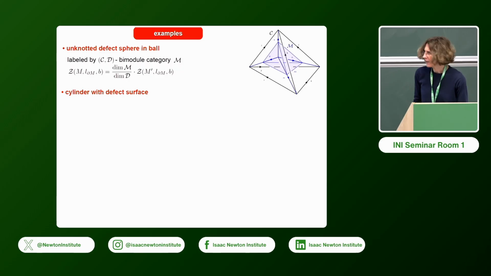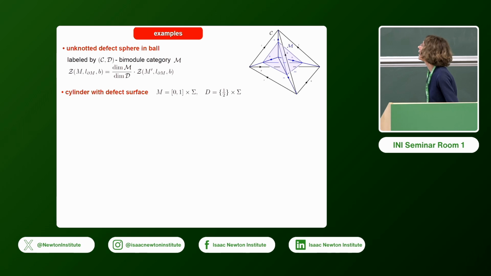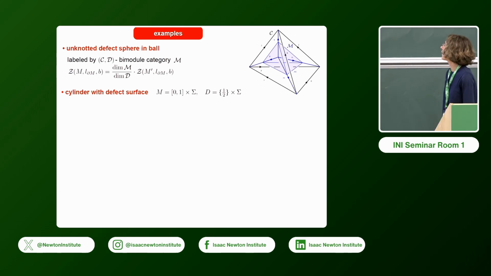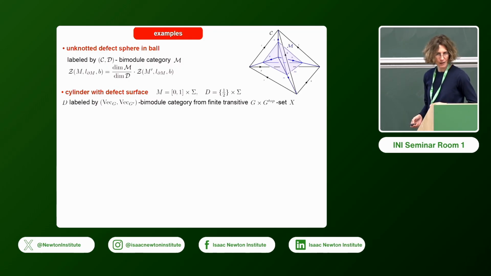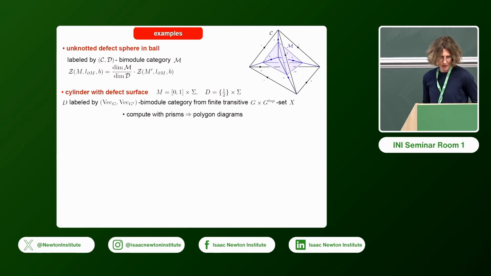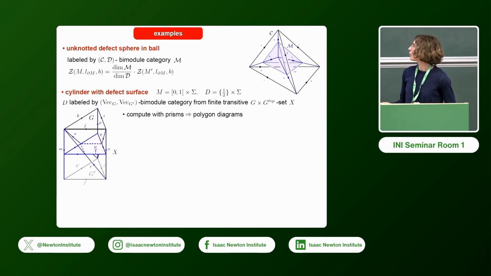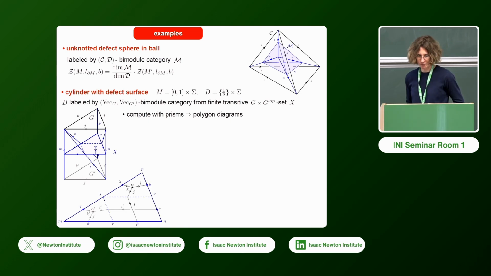One can also consider some sort of cylinder on a defect surface. So we can consider a surface times some interval, and we place the defect surface in the middle. And here one can compute explicitly, for example, in the case where one labels the surface by bimodule categories over fusion categories graded by finite groups. And these bimodule categories are given by finite transitive sets. And here one can simply compute it by using prisms and then evaluating the associated polygon diagrams.